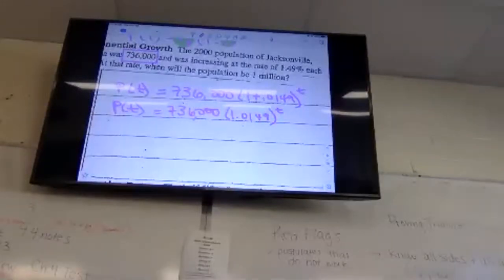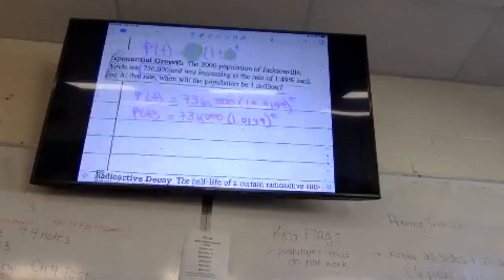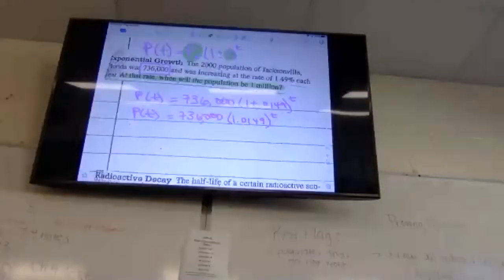Okay, the actual point of this problem says at that rate, when will the population be 1 million? What do I do with 1 million? Where does that go? My P of t, very good. So that goes in for like my y value. It goes into the left-hand side. And so I'm going to put 1 million over here.